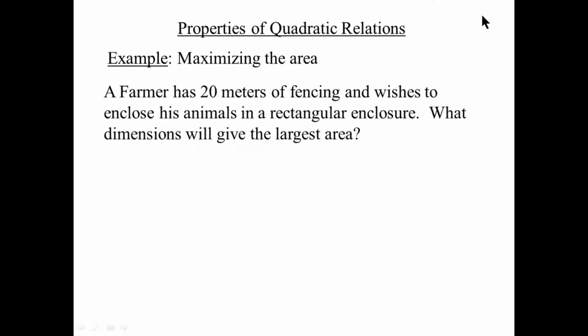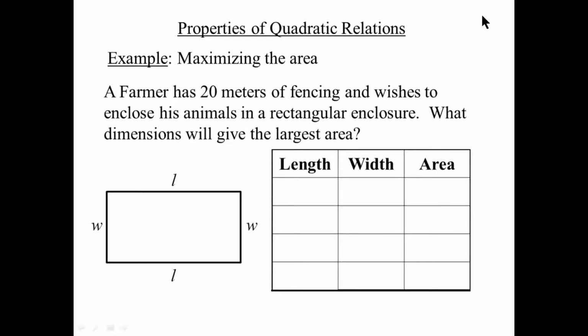Maximizing the area. A farmer has some fencing, 20 meters of fencing in his barn, that red fencing with the wire that you can roll up. He's got 20 meters of it, and he wishes to enclose some animals, maybe chickens or cows, in a rectangular pasture. What dimensions will give the largest area? Well, he's going to make a rectangle, so it'll have a length and a width, and it'll look like that. And we could start laying out, well, length and width and area, and let's just see.